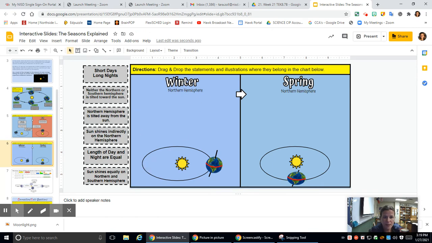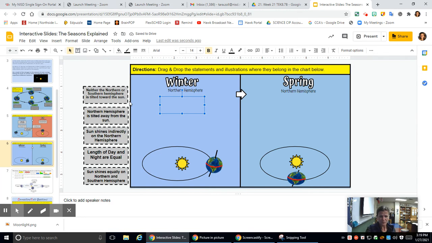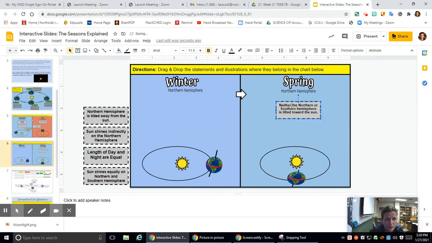Next slide. Let's drag and drop the statements for winter in the northern hemisphere or spring in the northern hemisphere. So short days, long nights, that's winter. So we have those long nights, less sunlight. Neither the northern hemisphere or the southern hemisphere is tilted towards or away from the sun.